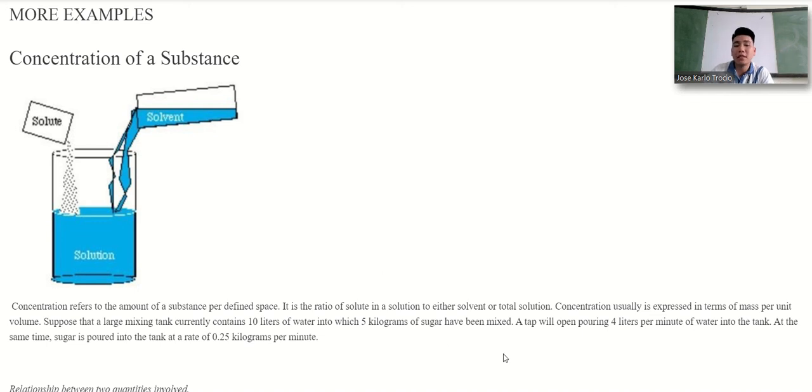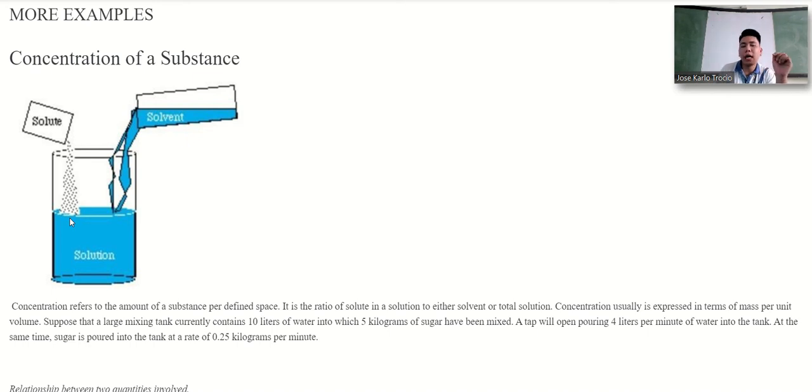Okay, concentration of a substance. Then there are given values. So concentration is usually expressed in terms of mass per unit volume. Okay, the volume. Suppose that a large mixing tank currently contains 10 liters of water into which 5 kilograms of sugar have been mixed. So there is already 10 liters of water in which 5 kilograms of sugar have been mixed.